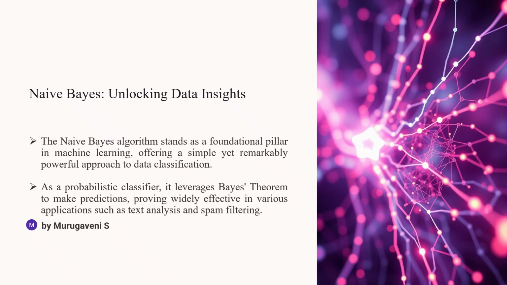Now we go for the next algorithm called the Naive Bayes algorithm. Naive Bayes stands as a foundational pillar in machine learning. It offers a simple yet remarkably powerful approach to the data classification process. It leverages Bayes theorem to make predictions, proving widely effective in various applications such as text analysis and spam filtering.